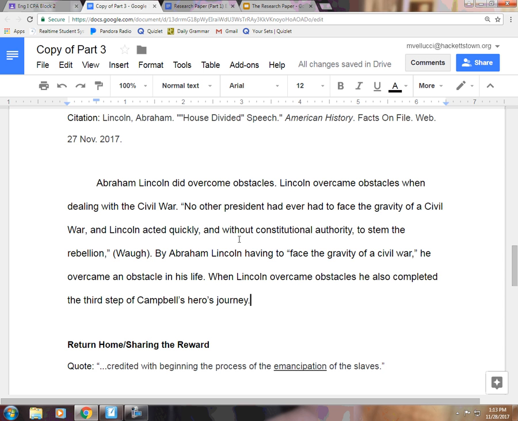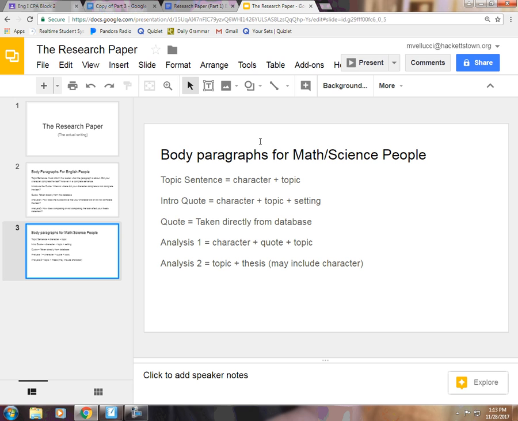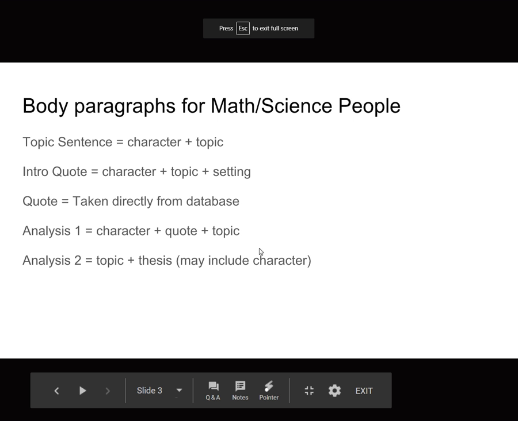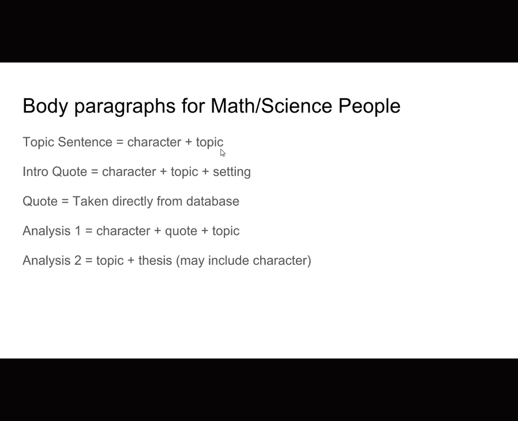Okay, we'll obviously repeat this process for all of our body paragraphs, but this is basically how we want to write a body paragraph. Again, it depends on having your quote, your first analysis, and your citation and works cited page already done. If steps 1 and 2 are done, then we can go to step 3, which is write our body paragraphs. And as you can see, these are not long sentences, and they're not very complicated sentences. If you are a math or a science person, you can think of these sentences in terms of very basic equations. Your topic sentence must include the character and the topic, and that is it.